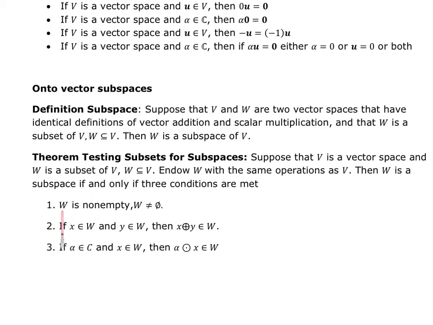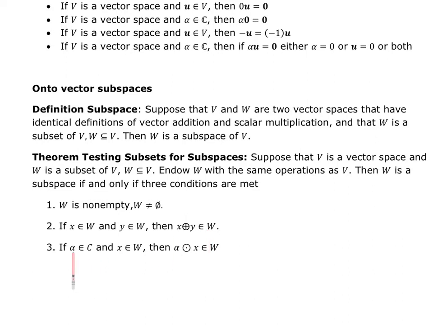First of all, my subset must not be empty. If I have some element X in W and some element Y in W, two different elements that belong to W, then how I defined my vector addition has to hold and be closed. So when I add those two together, however I define that addition, the result must also be in W.